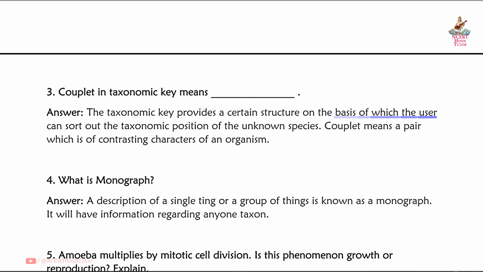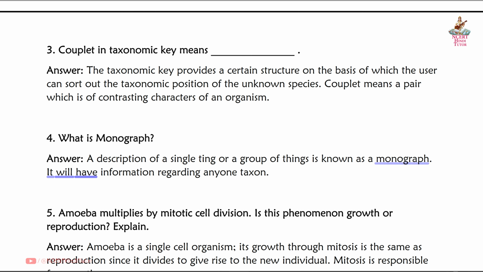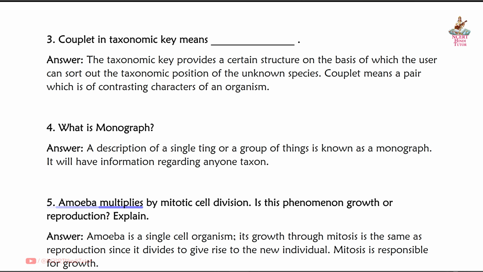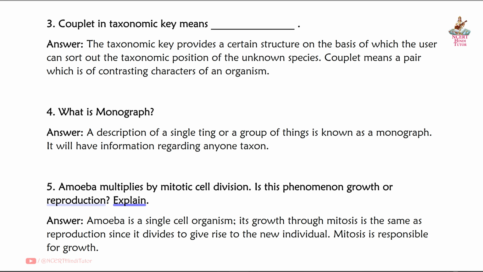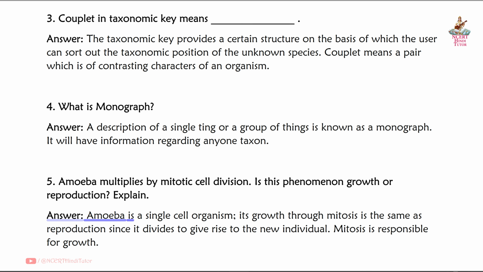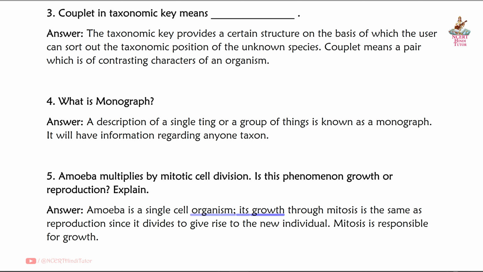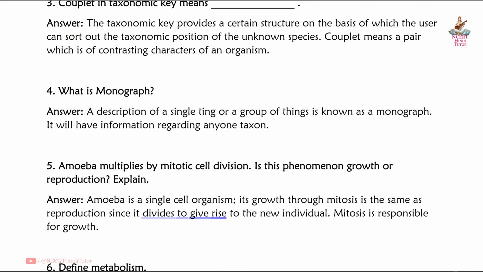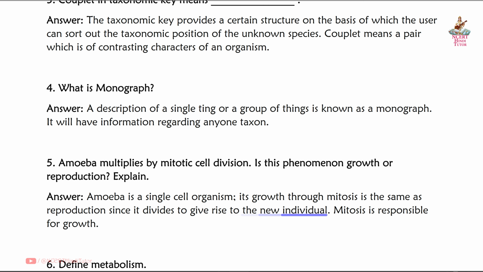4. What is monograph? Answer: A description of a single thing or a group of things is known as a monograph. It will have information regarding any one taxon. 5. Amoeba multiplies by mitotic cell division. Is this phenomenon growth or reproduction? Explain. Answer: Amoeba is a single-cell organism. Its growth through mitosis is the same as reproduction since it divides to give rise to the new individual. Mitosis is responsible for growth.